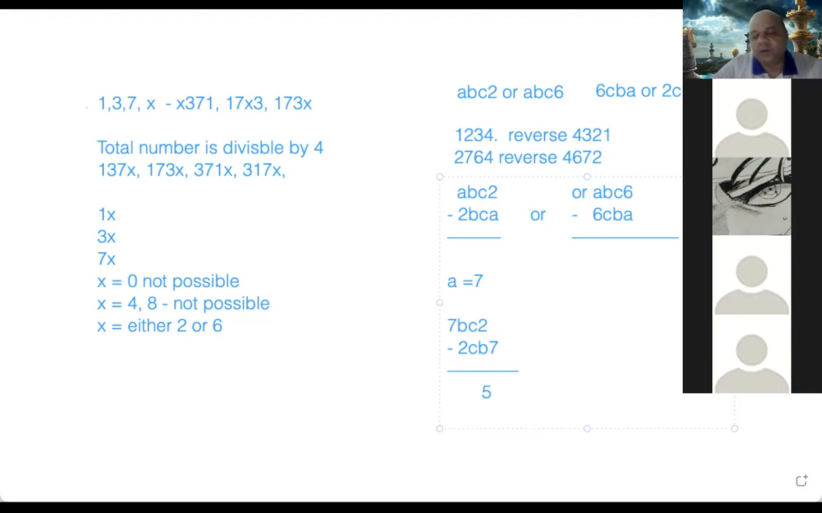Now B and C can be only 1 and 3. So you can just try it out. I think there are only 2 possibilities now. Once you know A is equal to 7, it is either 7132 or 7312, because the other 2 digits are given to you. The 3 digits were 1, 3 and 7. The last digit we found out by elimination to be 2 or 6, and we said it is 2. And when it is 2, the first digit is 7. So now you just try both.